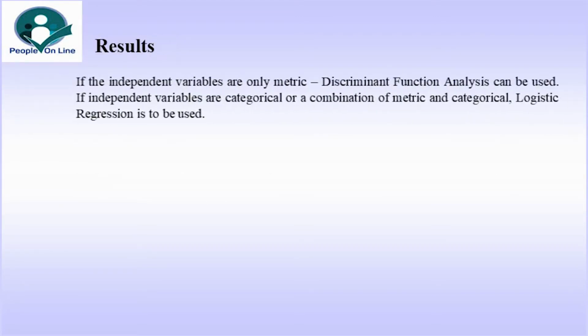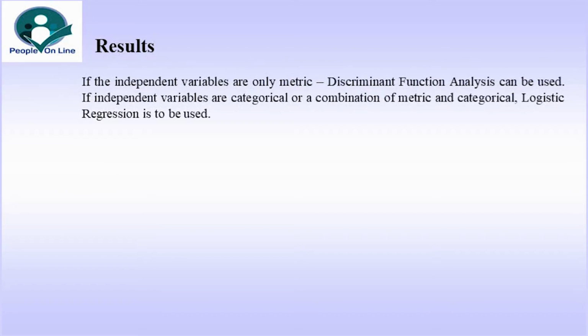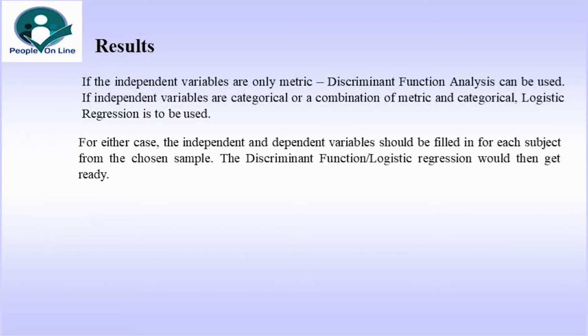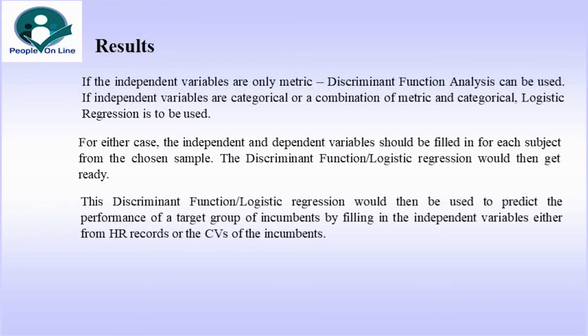Results. If the independent variables are only metric, discriminant function analysis can be used. If independent variables are categorical or a combination of metric and categorical, logistic regression is to be used. For either case, the independent and dependent variables should be filled in for each subject from the chosen sample. The discriminant function or the logistic regression would then get ready.